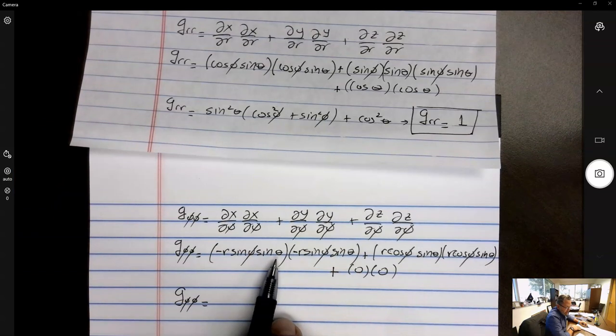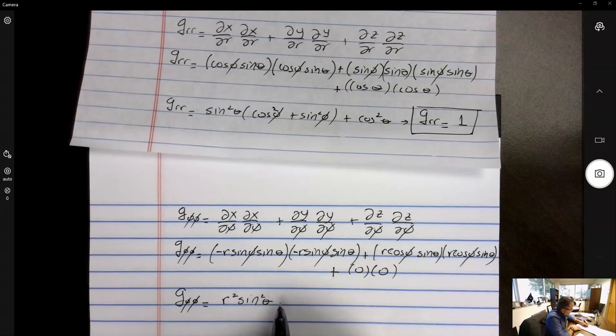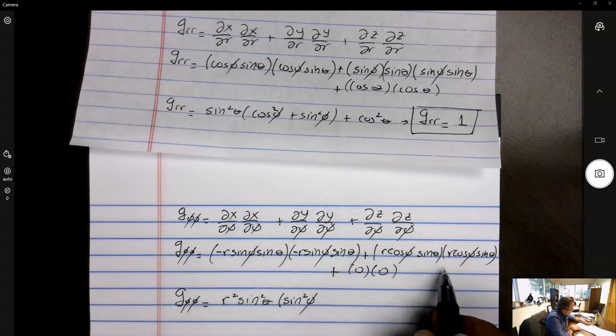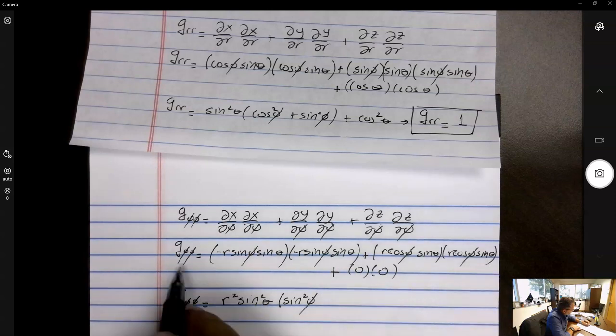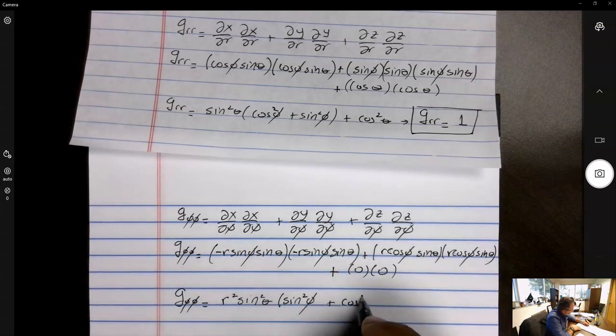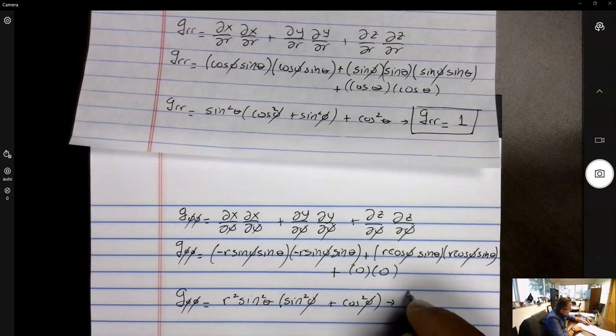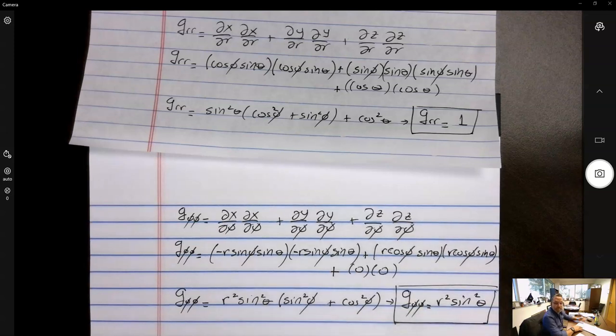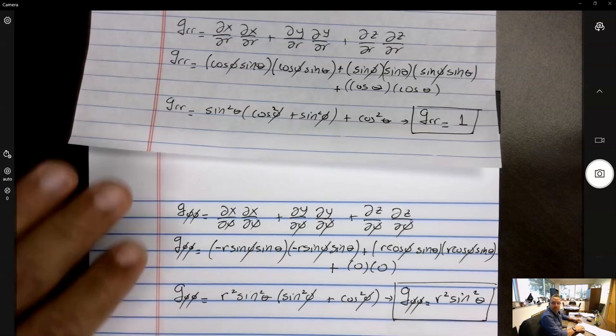Here I can take r squared as a common factor, and I can take sine square of theta as a common factor, and I get, this is minus and minus is a positive, so I get the sine square of phi, plus the cosine square of phi. So as you can see, this is 1, and then g phi phi is r squared sine square of theta.